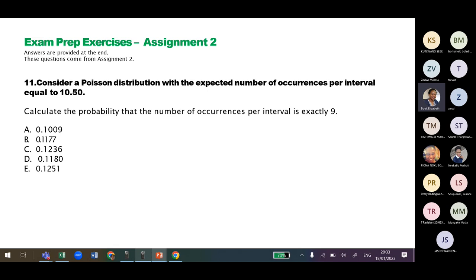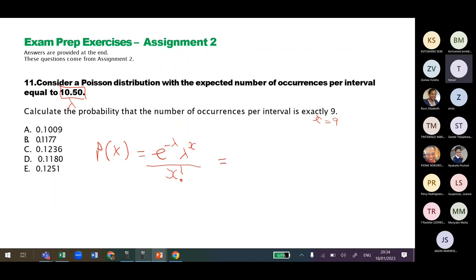So consider a Poisson distribution with expected value, or the expected occurrence per interval, equal to 10.5. Calculate the probability that the number of occurrences is exactly 9. So our x is equal to 9. What they are asking you to calculate is the probability of, and this is Poisson, so we're going to start with e to the power of negative lambda. Our lambda is 10.5, times lambda to the power of x divided by x factorial.